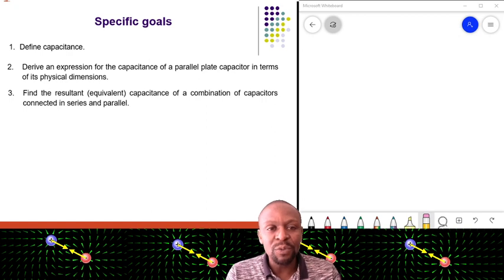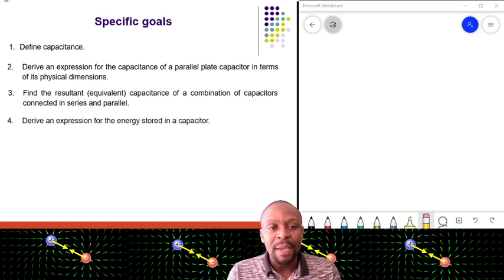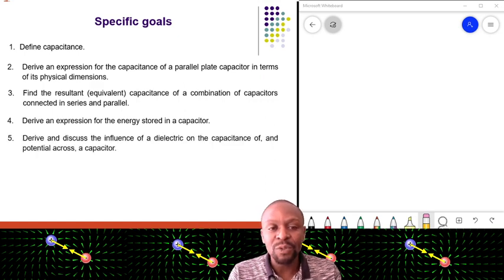Now, you will also be able to find the resultant equivalent capacitance of a combination of capacitors connected in both series as well as in parallel. And you'll also be able to derive an expression for the energy stored in a capacitor, and as a result you will be able to determine the energy density. You'll also be able to derive and discuss the influence of an insulator or dielectric material on the capacitance of, and the potential across, a capacitor.